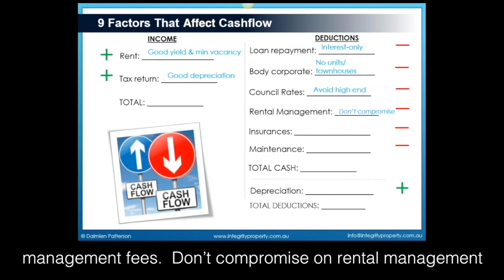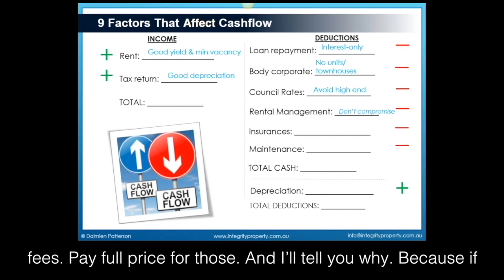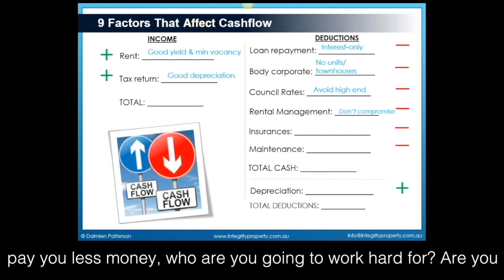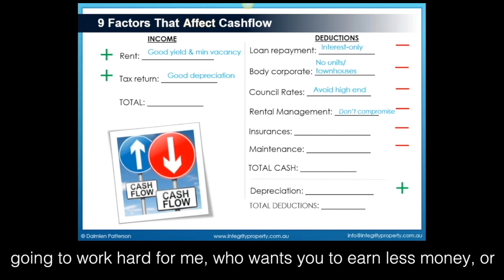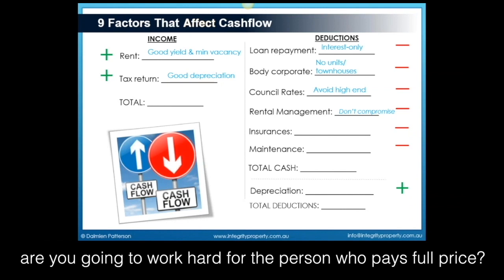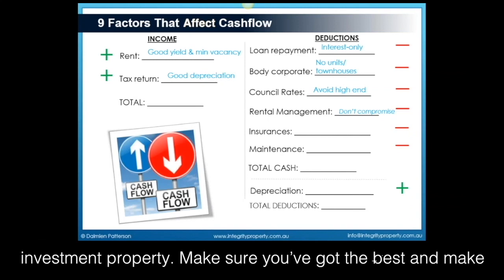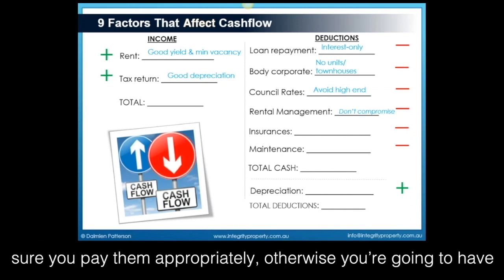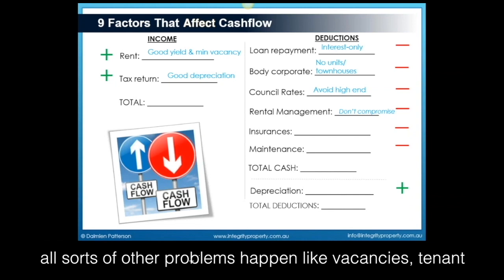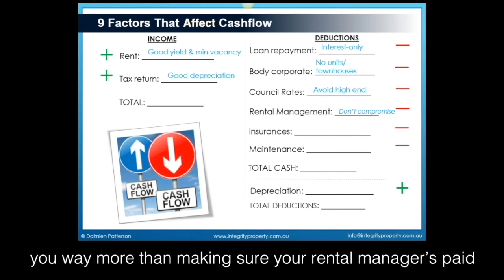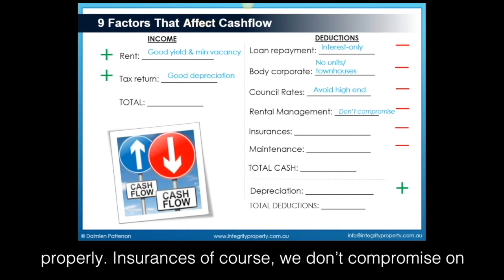Rental management fees. Don't compromise on rental management fees. Pay full price for those, and I'll tell you why. Because if you're my rental manager and I want you to pay less, right? I want to pay you less money. Who are you going to work hard for? You're going to work hard for me who wants you to earn less money, or you're going to work hard for the person who pays full price? Your rental manager manages the business that is your investment property. Make sure you've got the best and make sure you pay them appropriately. Otherwise, you're going to have all sorts of other problems happen, like vacancies, tenant damages, and all sorts of things that are ultimately going to cost you way more than making sure your rental manager is paid properly.